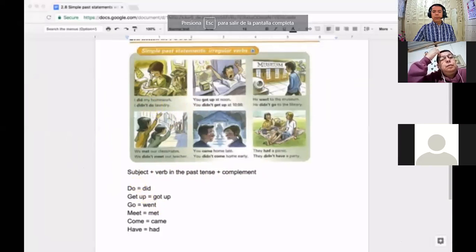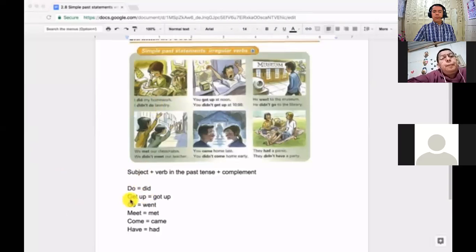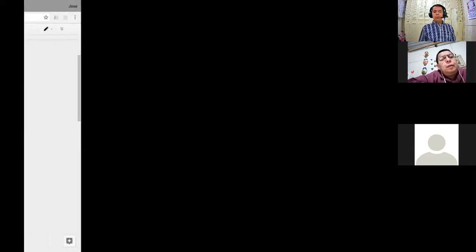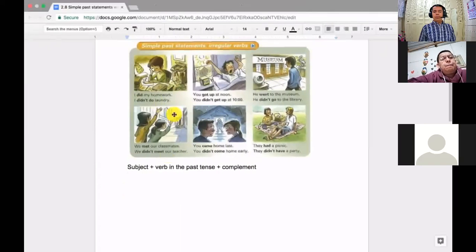For example, the past of the verb do is did, get up, the past is got up, go, the past is went, meet, the past is met, come, the past is came, have, the past is had. Let's analyze the first example.